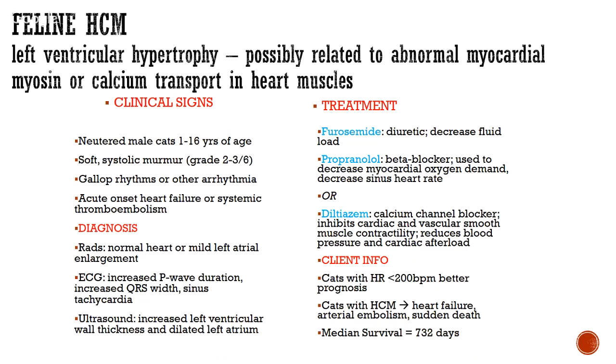Diltiazem is a calcium channel blocker, so it's kind of the opposite of digoxin or digitalis. It inhibits cardiac and vascular smooth muscle contractility, so it reduces the blood pressure and the cardiac afterload, so it kind of opens things up for them. Cats with a heart rate that is lower than 200 beats per minute have a better prognosis. The faster the heart rate with this disease, the worse off they are. Cats with HCM have heart failure, arterial embolism, and sudden death. Often, if it's a younger male cat, they die suddenly. We have no idea why. Median survival once it's diagnosed is 732 days, so just over 2 years.